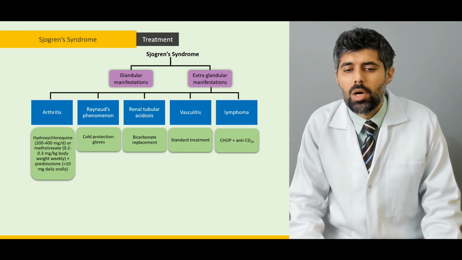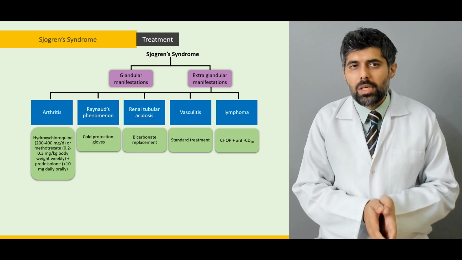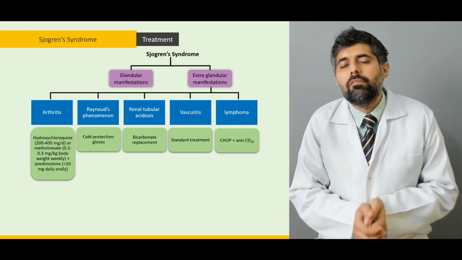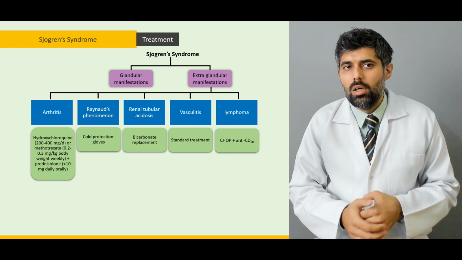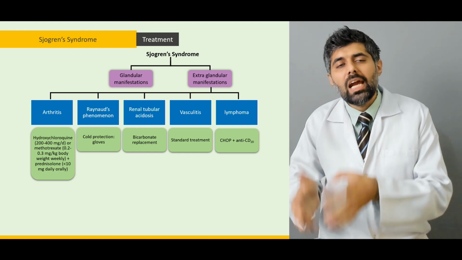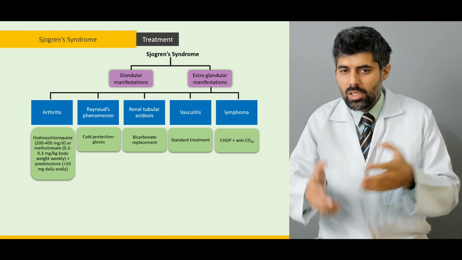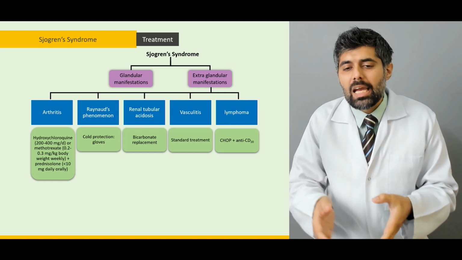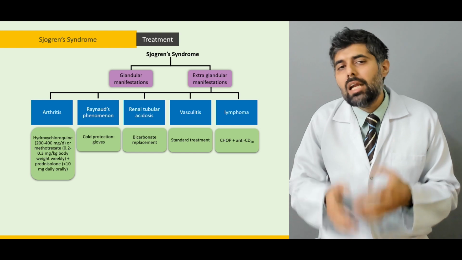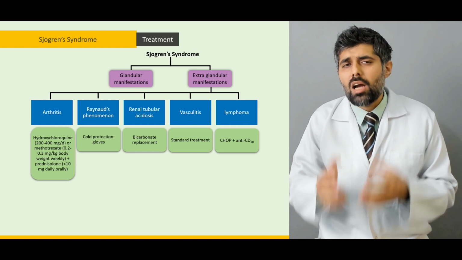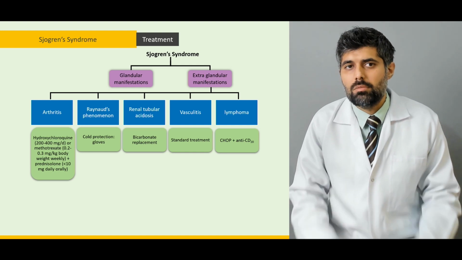As for the lymphoma, we give the chemotherapy regimen known as CHOP, or the cyclophosphamide, vincristine, prednisolone regimen, along with an anti-CD20 antibody. Now this regimen can cure lymphoma, and lymphoma is one of the few cancers which have very high rates of remission.